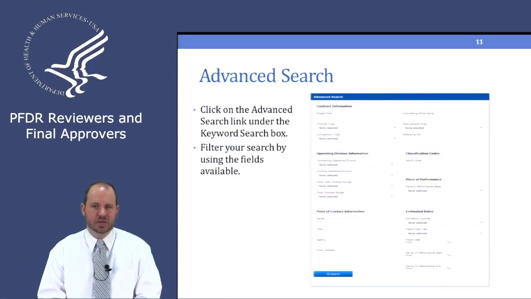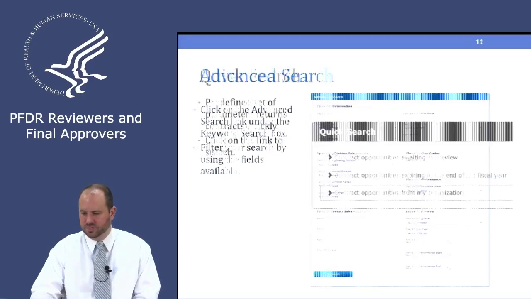It gives you very much the same information that you would see on the contract opportunity information form, where you can specify a project title, a contracting office name, you can choose operating divisions for funding or contracting, as well as choosing a date range for the award date, period of performance start or end, and so on and so forth. This will allow you to really granularly filter down what you're looking for in the search results.